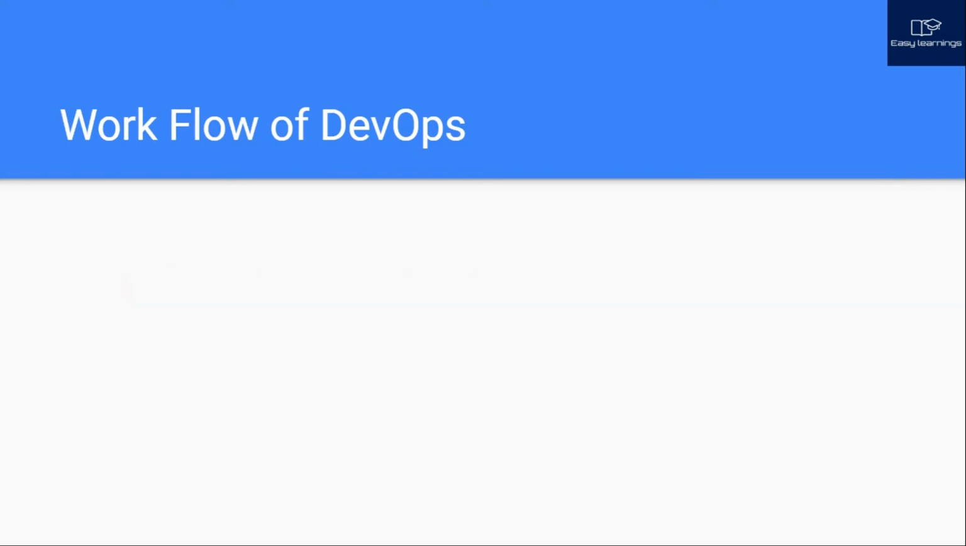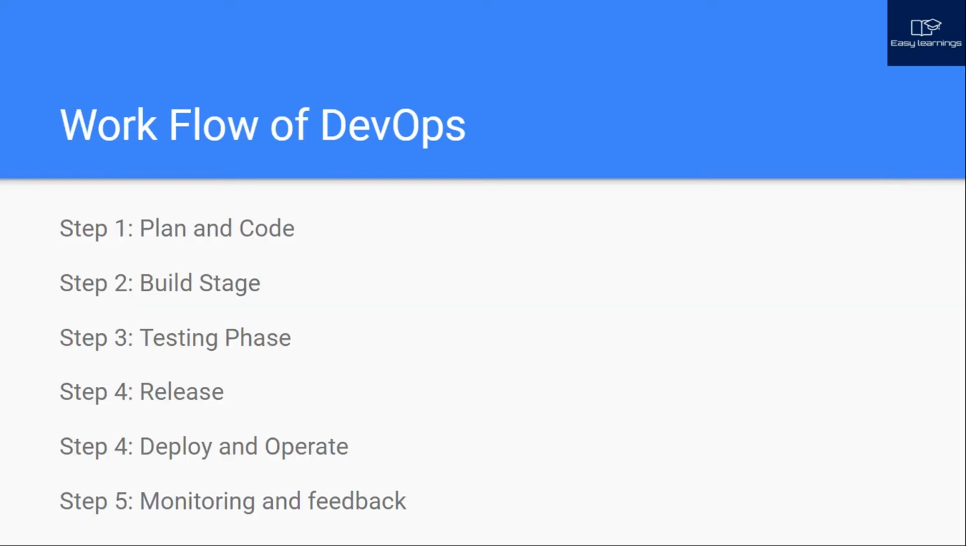Let's see the workflow. The first step to develop software would be to create a strategy so that the software satisfies all requirements. Then write the code for functionalities to be provided by the software. This is the plan and code stage. And then the code is automatically fetched from the repositories and packaged into executables. So this is the build stage. And then the application is tested for any bugs. So these three stages fall under the dev team.